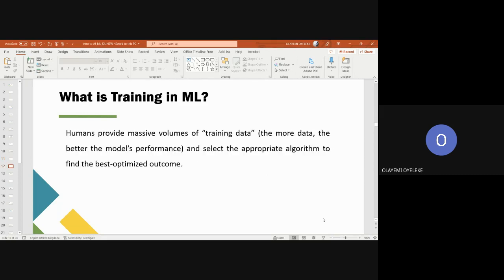In doing this, humans need to provide massive volumes of training data. The more the data, the better the model's performance. And afterward, we need to select the appropriate algorithm to find the best optimized outcome. So in the process of the training, the computer algorithms will be compared and we settle for the best, which learns the data well.